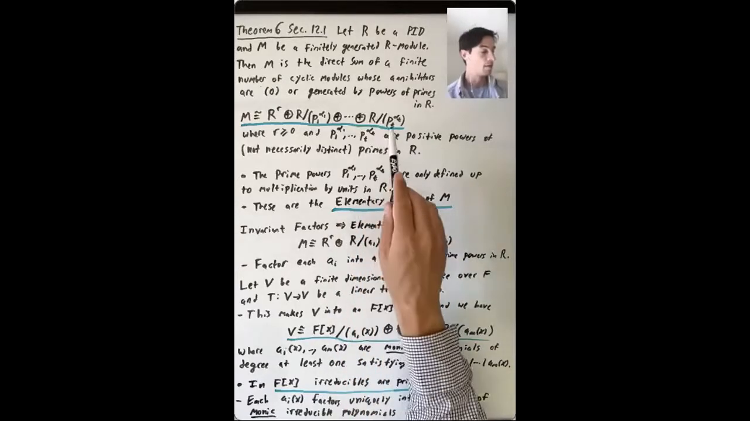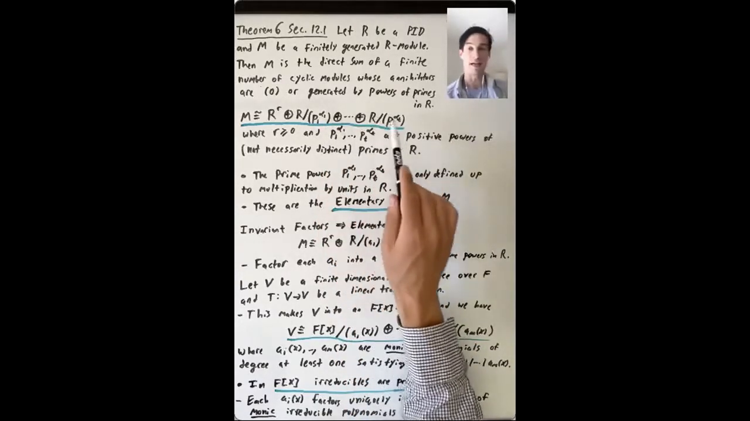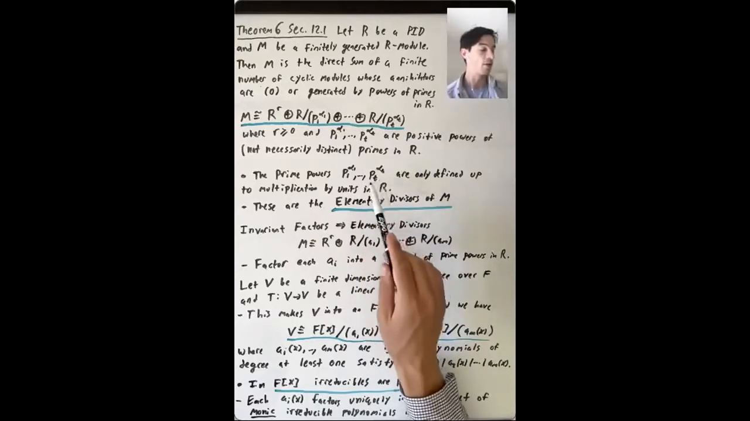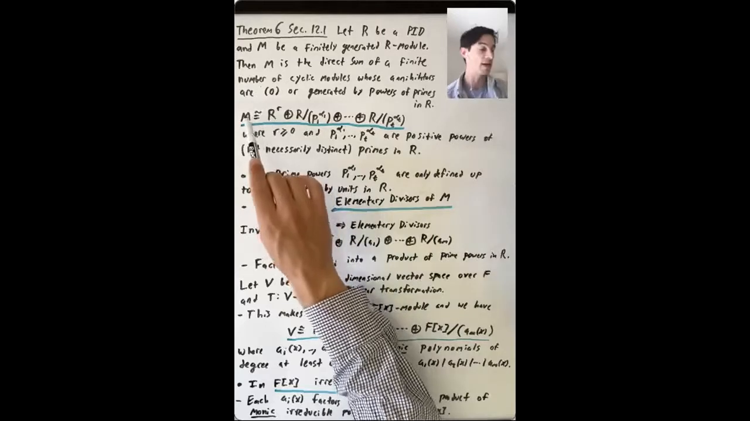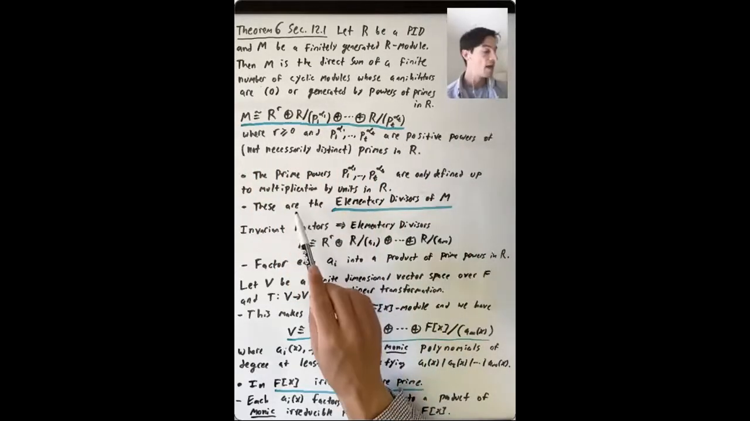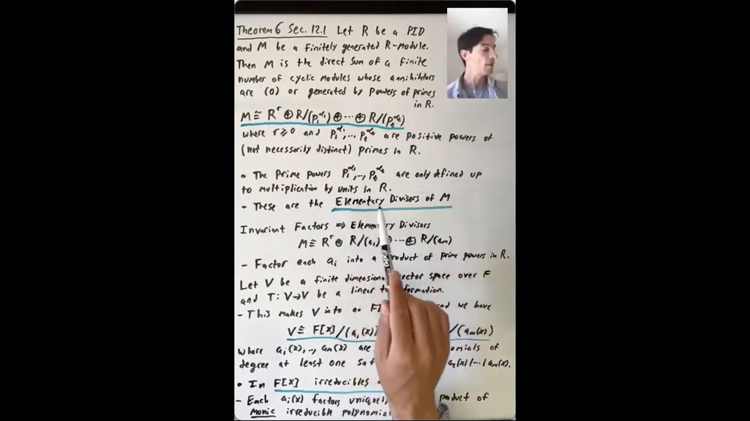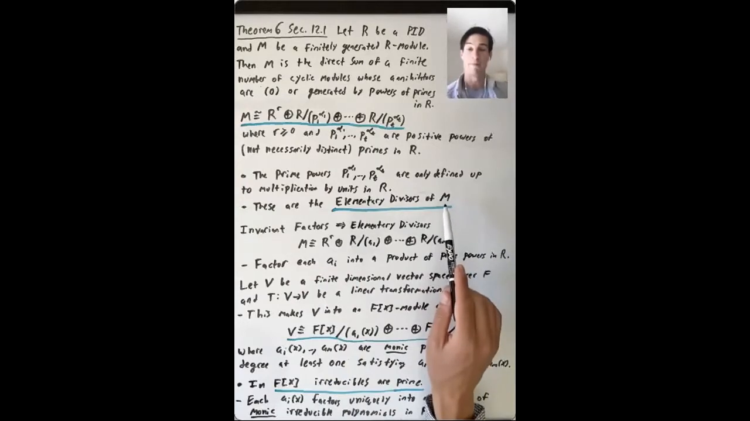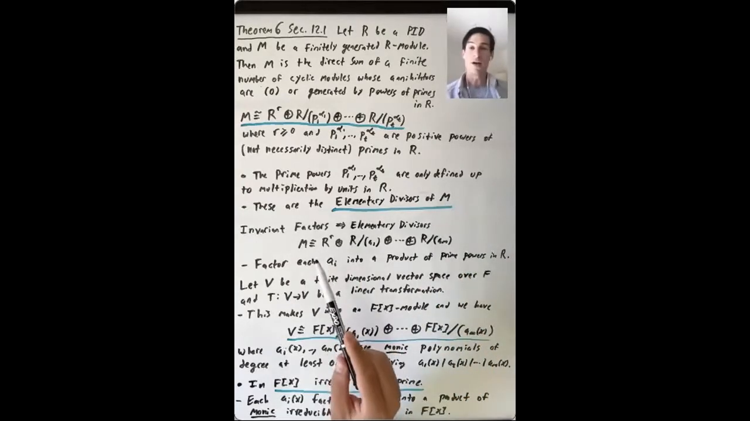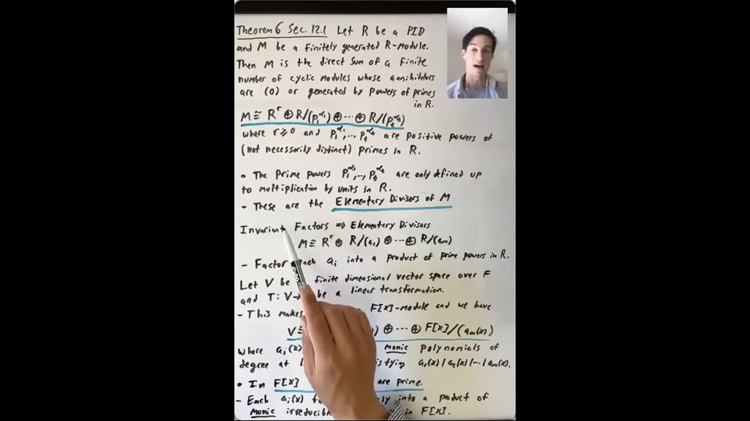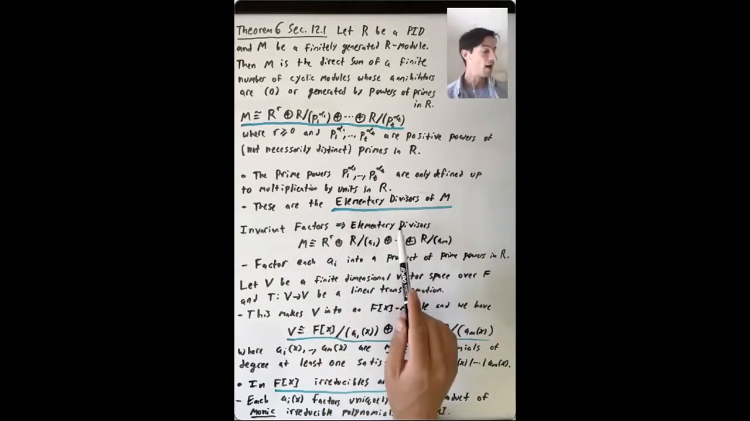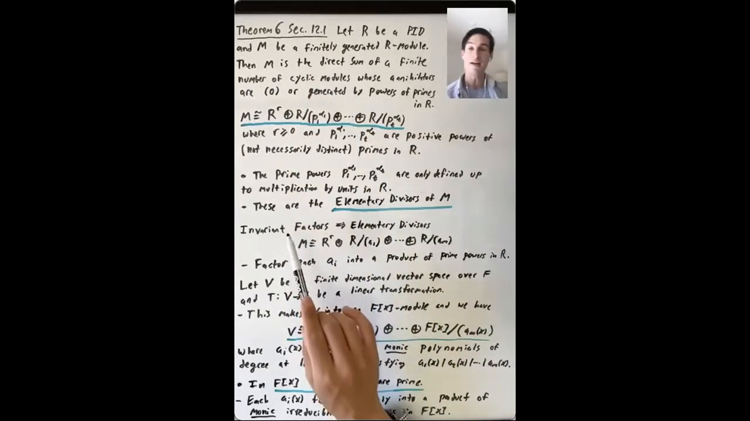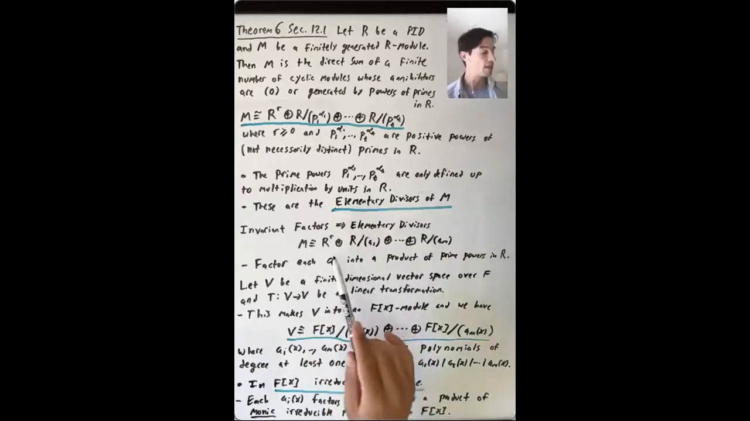The important thing here is that the ideals generated by these prime powers are only defined up to multiplication by units in R. If you take one of these and multiply it by a unit, you're getting the same decomposition. And these prime powers are the elementary divisors of the module M. So remember, how did we go from our invariant factor decomposition to our elementary divisor decomposition? The proof of this theorem, assuming the invariant factor form for a finitely generated module over a PID, was pretty easy.